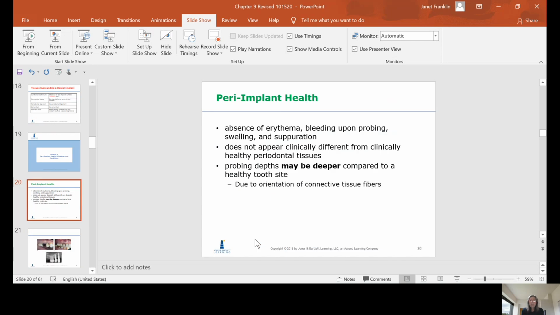So in peri-implant health, similar to gingival health, you should have absence of erythema, no bleeding on probing, no swelling, and no suppuration. Clinically, the tissue around the implant should look very similar to the tissue around natural teeth. Probing depths may be deeper compared to healthy tissue due to the orientation of the connective tissue fibers. So again, you can see that the connective tissue fibers, you don't have any horizontal ones supporting that sulcular epithelium. So your probing depths can be slightly deeper, but still be healthy. So probing is not the best measurement of implant health.